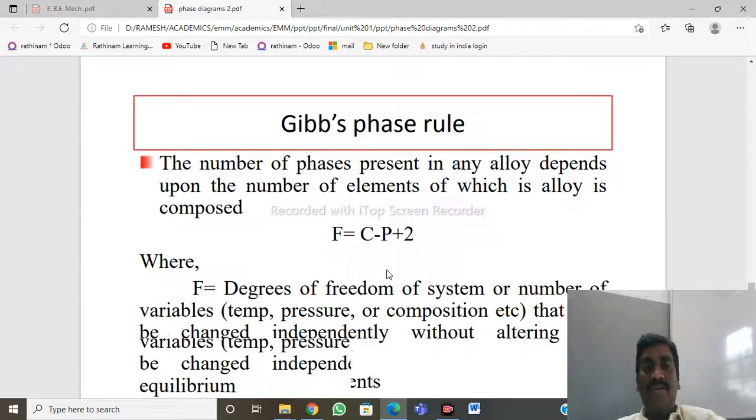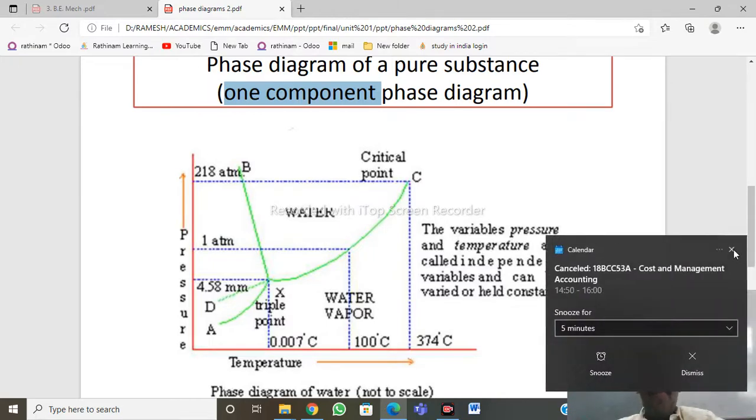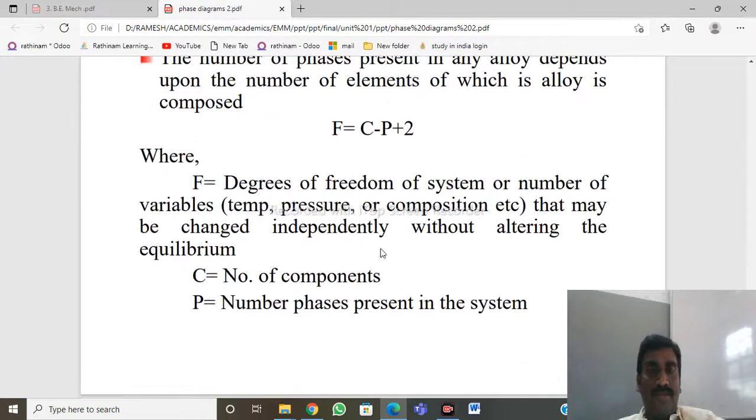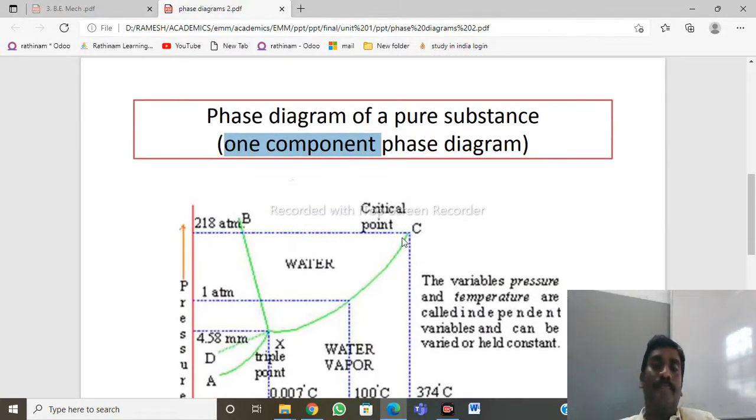P, how many phases are there? For this line, how many phases are there? One is water, another one is water vapor. So there are two phases. There is no solid. So for this line, we are considering only two phases. So 1 minus 2 plus 2. 1 minus 2 is minus 1. Minus 1 plus 2, the answer is 1. So the number of degrees of freedom would be 1 for this line.